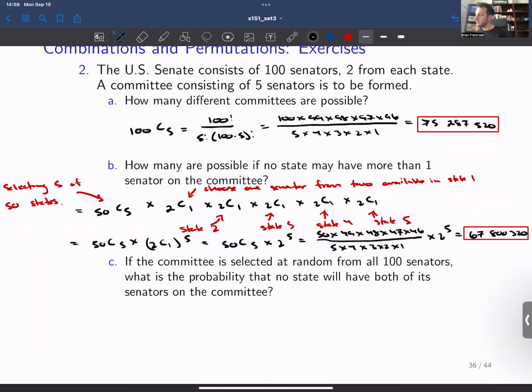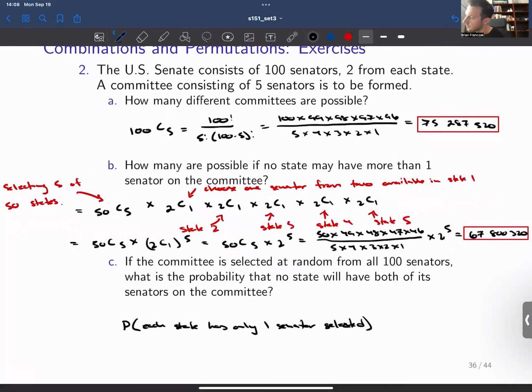Okay, part C. If the committee is selected at random from all 100 senators, what is the probability that no state will have both of its senators on the committee? So in this problem, what we're asking is the probability each state has only one senator selected.